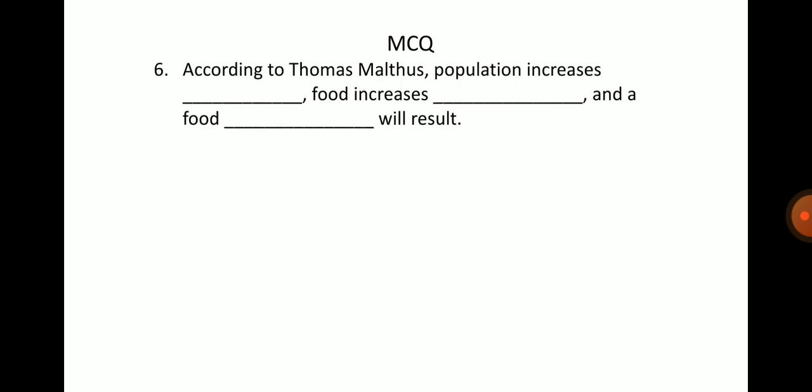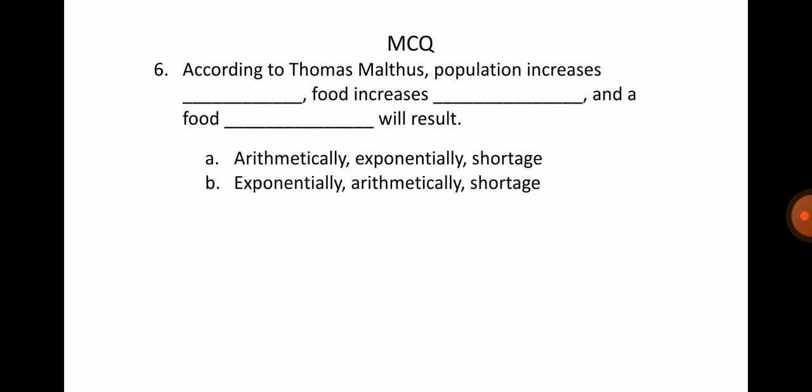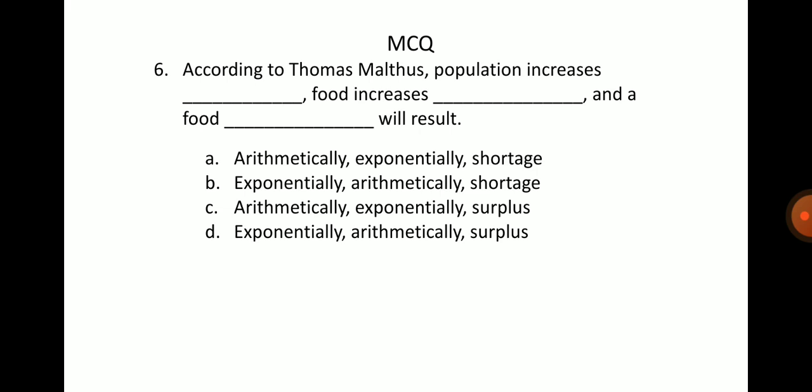Sixth question. According to Thomas Malthus, the population increases dash, food increases dash, and a food dash will result. So the options are A, arithmetically, exponentially, shortage, B, exponentially, arithmetically, shortage, C, arithmetically, exponentially, surplus, and D, exponentially, arithmetically, surplus. So the answer is option B, that is exponentially, arithmetically, and shortage is the correct answer. You just have to fill up the gaps with these three words to get the correct answer.